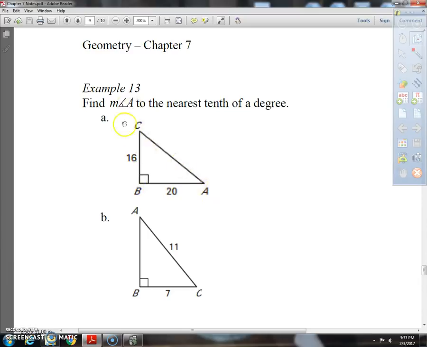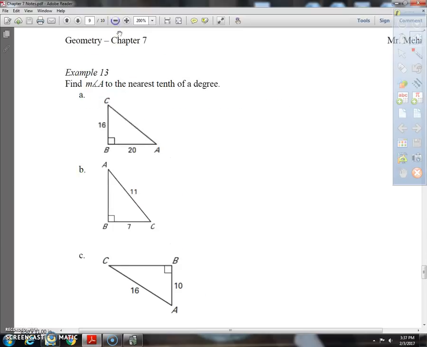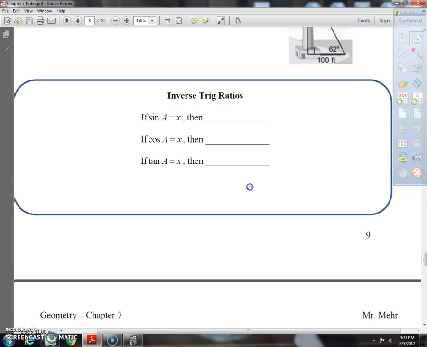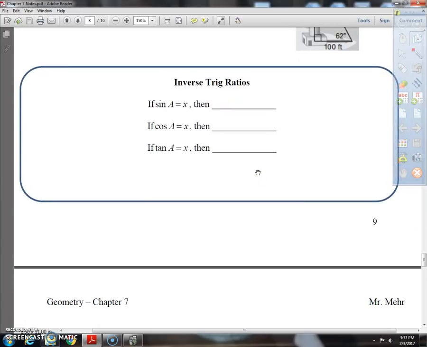Well, if this is a right triangle and you know two side lengths, you're going to learn a method today that will help you find this angle. Our calculator will be a big helpful part of that, so make sure that you have it out and ready, and I'll show you what you need to do there. All right, so what allows us to do this is called an inverse trig ratio.